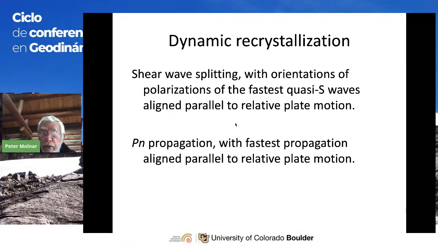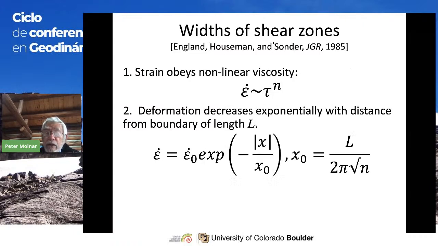although, of course, it's not just one number. It decays, as I will argue, exponentially. So shear wave splitting, with orientations of polarizations of the fast quasi-S waves aligned parallel to relative plate motion, and Pn propagation with fastest propagation aligned parallel to plate motion, both of these are pointing towards dynamic recrystallization, because you'd have a different orientation if you didn't have that alignment.